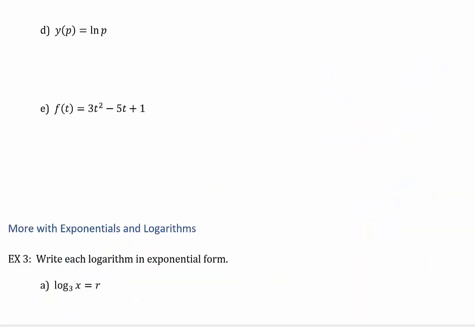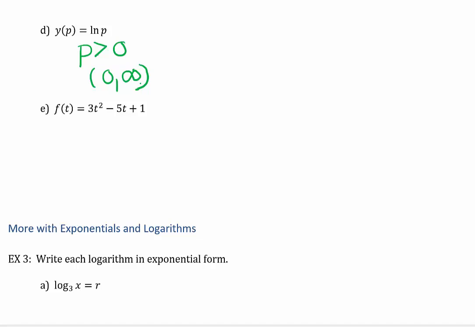All right, I've got 2 more domain examples. Example D, y of p is natural log of p. Anytime we see a logarithm, regardless of what the base is, the rule is that the thing inside the log, in this case it's just p, has to be bigger than 0. And so that's it. In interval notation, my domain would be everything from 0 to infinity. This time I'm using parentheses instead of brackets because 0 is not actually included in that domain.